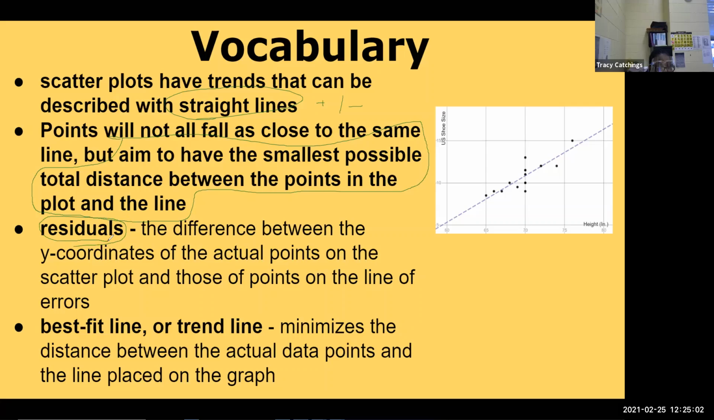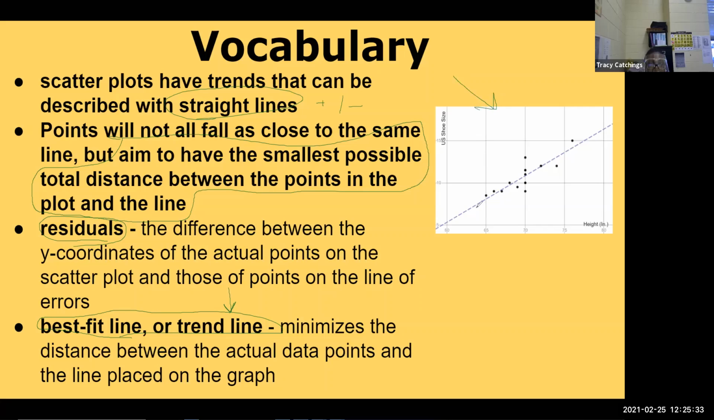We then have what are called residuals. Residuals are the difference between the y-coordinates of the actual points on the scatter plot and the points on the line, or errors. So we'll look at a point that's not on the line and see how close it was to the line. And then of course that line is known as the line of best fit or a trend line. We typically call it a trend line. What it does is minimize the distance between the actual data points and the line placed on the graph.